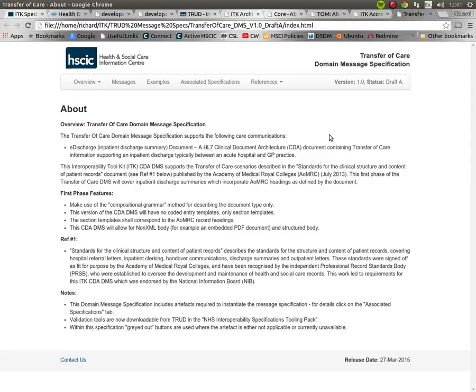It's still CDA. I guess the key thing from a HSCIC perspective is that the clinical headings that are included within this specification are those which have been recognised and detailed by the Professional Record Standards Body. So it's not HSCIC that have been developing them, it's actually come from the PRSB, obviously through the endorsement of the National Information Board. So this is really just to reiterate the fact that there is a clear commitment within HSCIC towards continuing with the use of HL7 CDA.